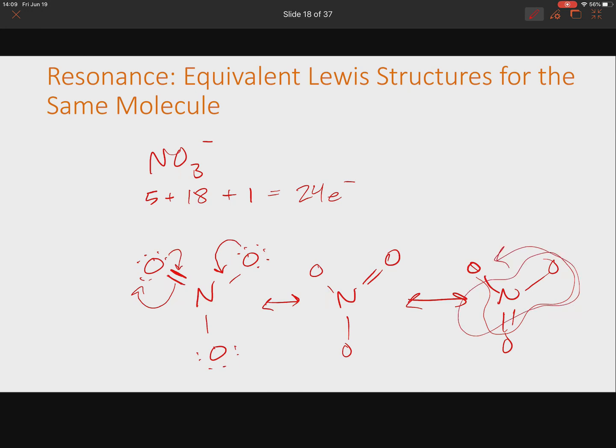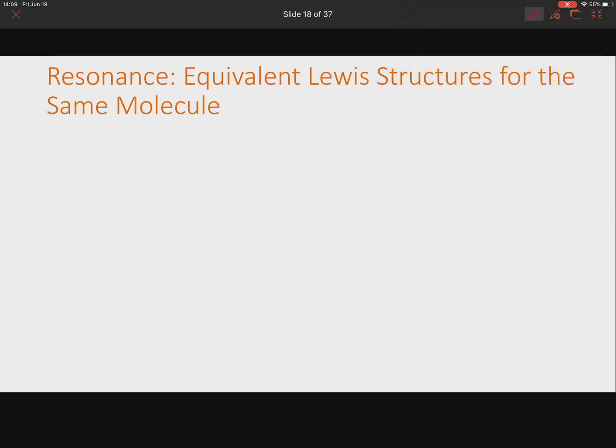O's, stabilizing the structure. So this would have 3 resonance structures because 3 oxygens have the ability to donate to complete the octet for nitrogen. Draw PO4 3 minus, and see how many resonance structures that one has. Okay.